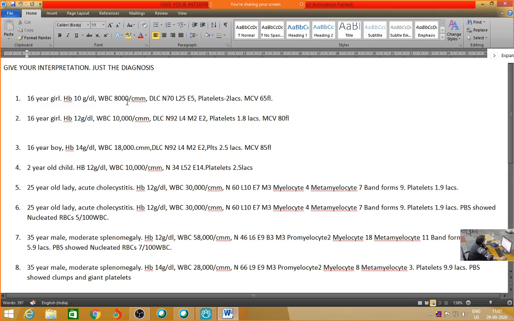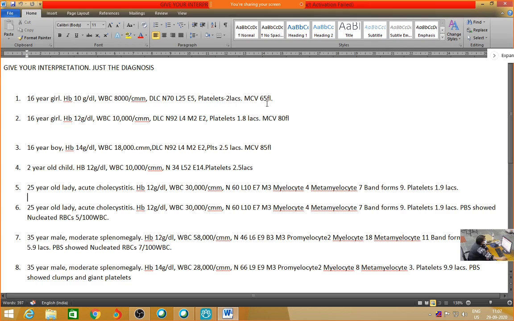WBC is 8,000 per cubic millimeter. Looking at the normal WBC count, 4,000 to 11,000, so 8,000 is okay. You feel there's no problem in this. Differential count, neutrophils are 70, lymphocytes are 25, eosinophils are 5. This also seems okay. Platelets are 2 lakhs. This also seems all right.